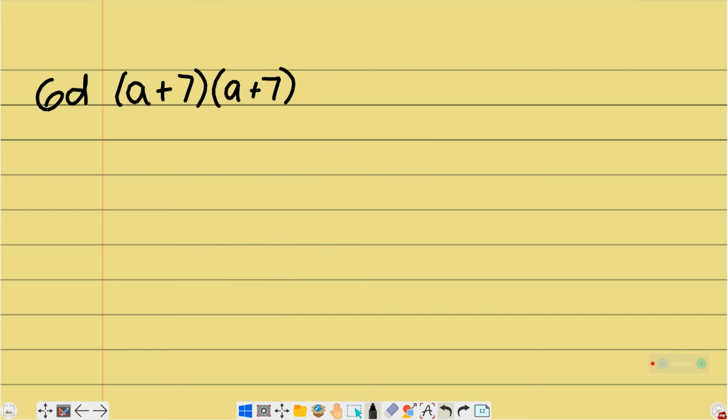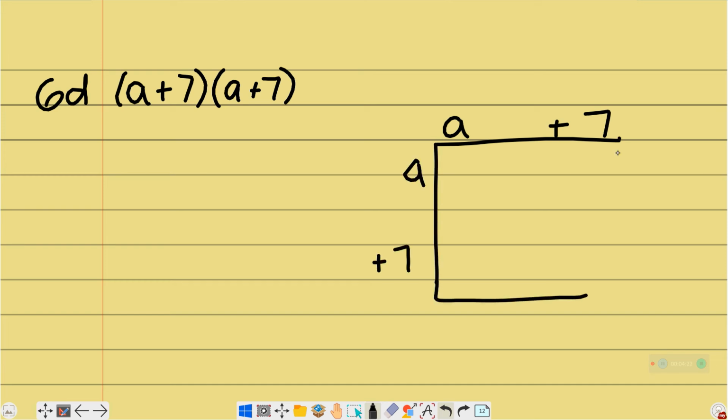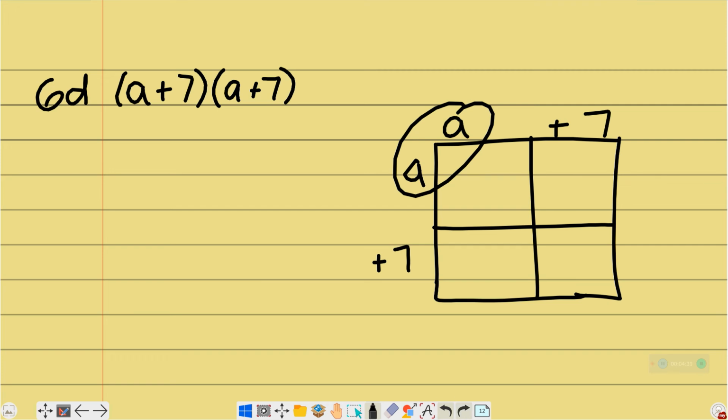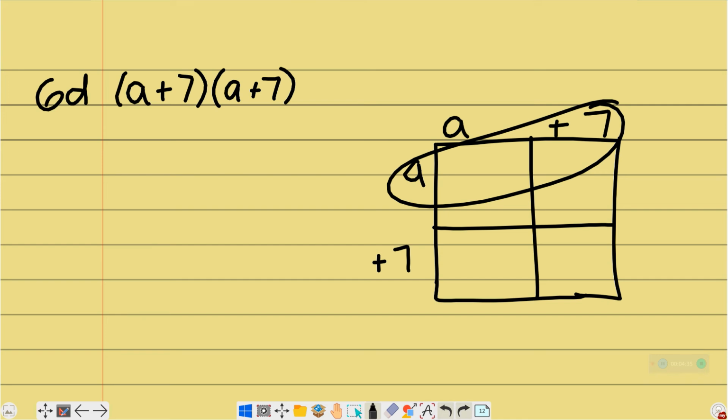6D says a plus 7 times a plus 7. It doesn't tell you that you have to use a picture or an area model, but it might be helpful anyway. So you want the top to say a plus 7, and the side to say a plus 7 also. Then draw your lines. And you can do a times a in this box, 7 times a in this box, and all of those pieces and add them together.